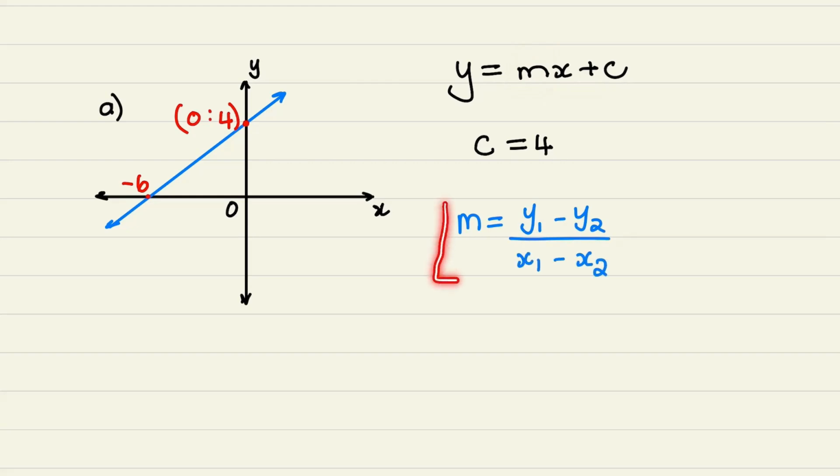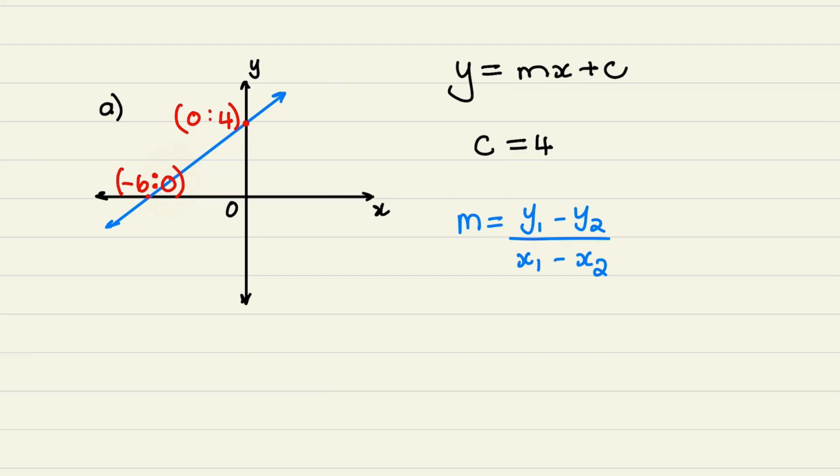And for the gradient, we need the gradient formula. To use the gradient formula, we need two coordinates. And what we can see on our graph, we have the value of 4 and -6 that was originally given. And when we have a value on the y-axis, which was 4, the x-coordinate would be equal to 0. And on the x-axis, we have a value of -6. And the y values on the x-axis are always equal to 0.